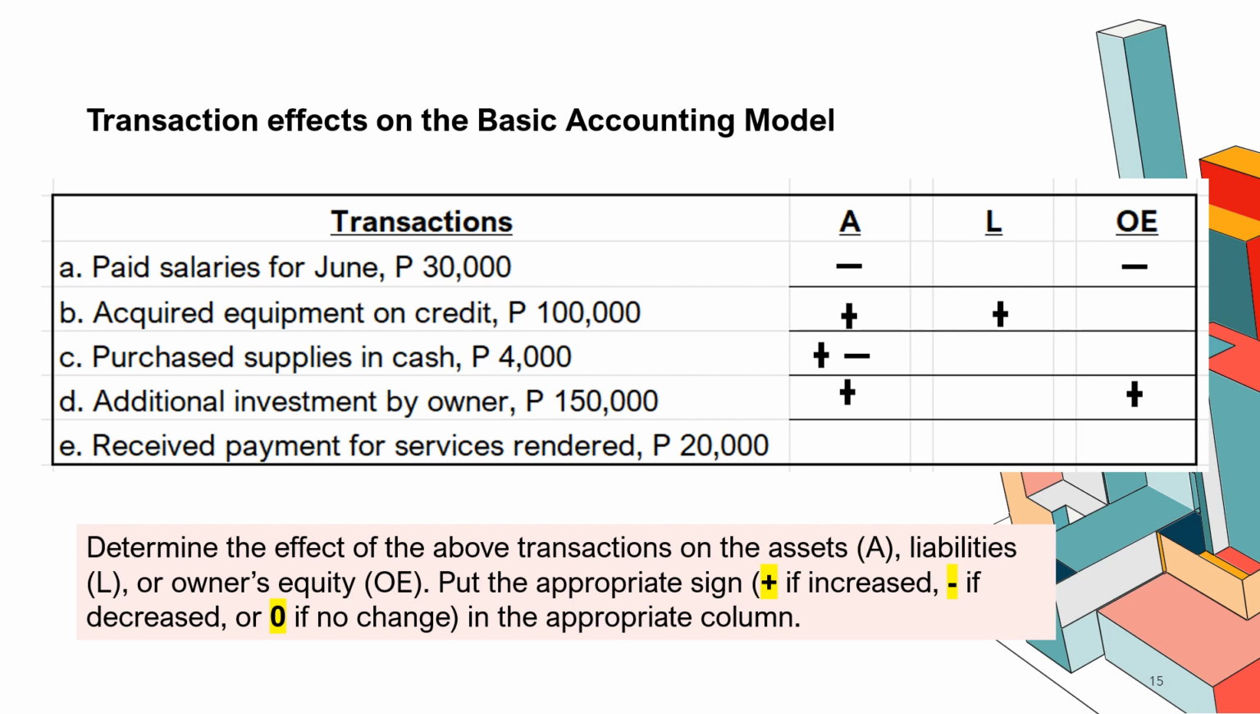How about letter E? Receive payment for services rendered, 20,000. Okay, 20,000, automatic, that's cash. So increase in cash. Receive payment for services, meaning that pertains to your income, and income affects your owner's equity and therefore increases your owner's equity.